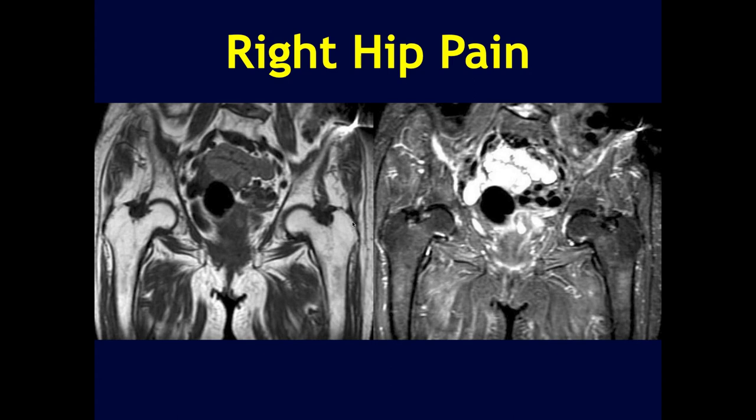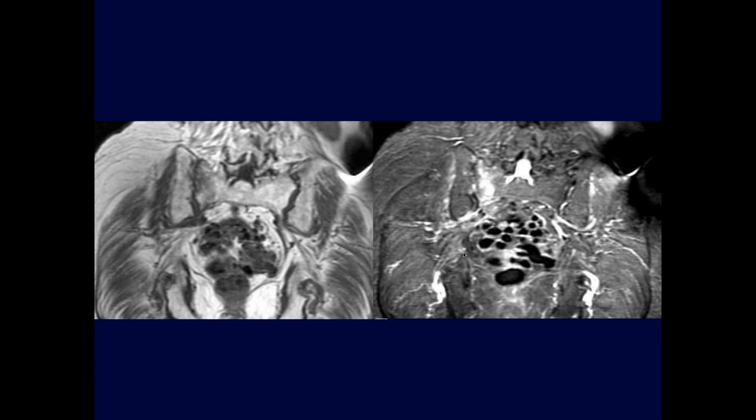Say, Jennifer, this patient came in with right hip pain. It looks like there might be some focal marrow edema along the right superior femoral head and neck junction. I can't tell if that's real. Yeah, I'm not sure. Let's look at some of the other images. Here are some other images of this patient.